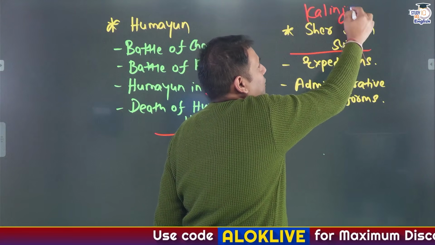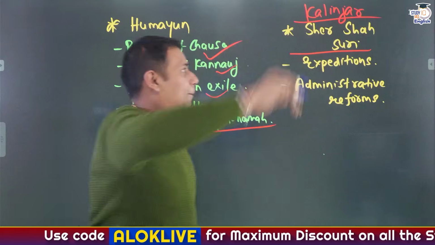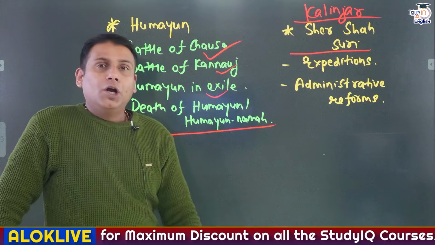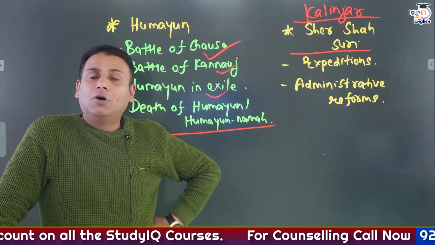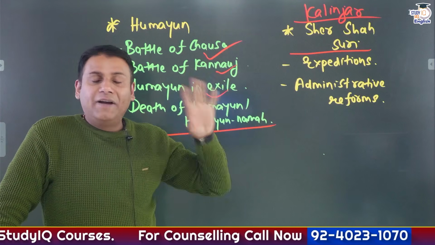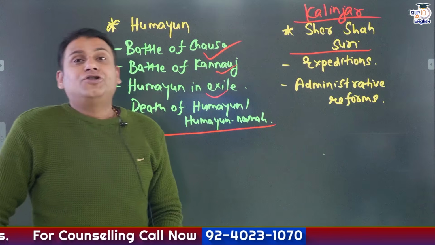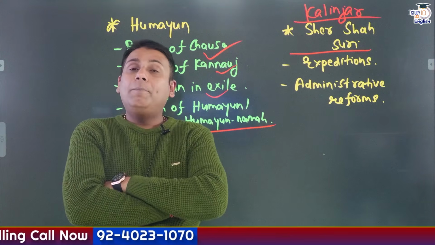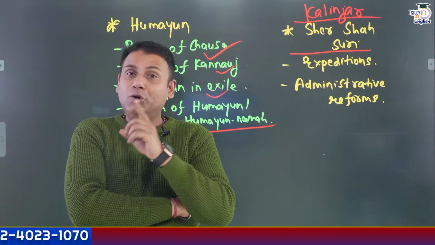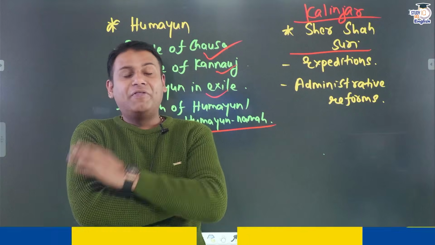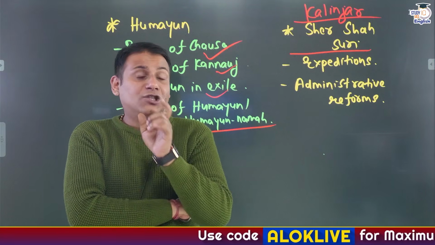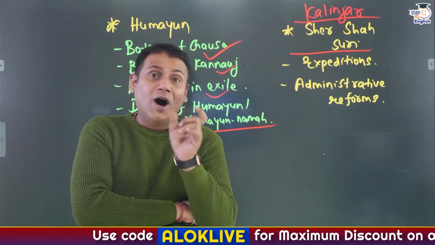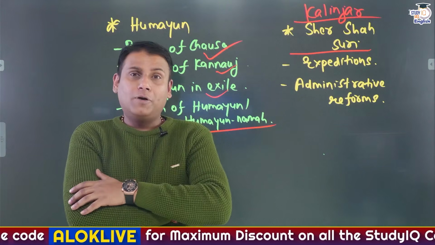Why am I telling you about the fort of Kalinjar? There's a reason behind that. Sher Shah Suri had led many expeditions in the North Indian regions of India. Now, Sher Shah Suri died while besieging the fort of Kalinjar, which is located in the Bundelkhand region of Madhya Pradesh. There could be a comparative analysis question in the prelims examination about the Gwalior fort and Kalinjar fort.